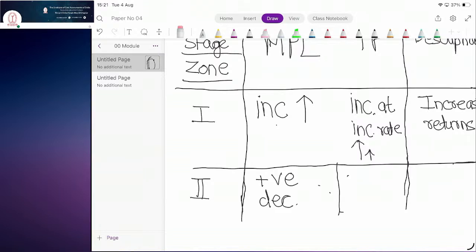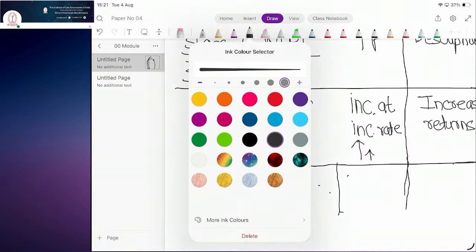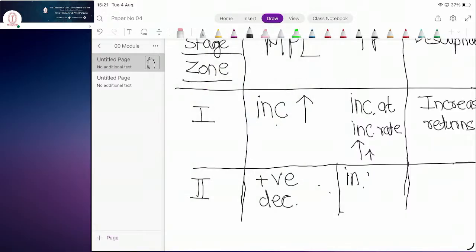Total product, look at the graph of total product, it is increasing because marginal product is positive, it is increasing but at a decreasing rate. So it's increasing but the rate of increase is decreasing. If you get confused with this second arrow, just don't bother, just remember the first one. Remember in words, total output is increasing but at a decreasing rate.